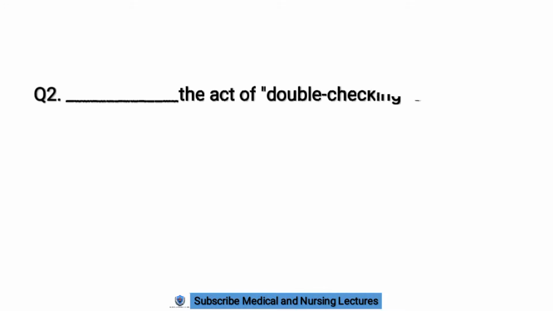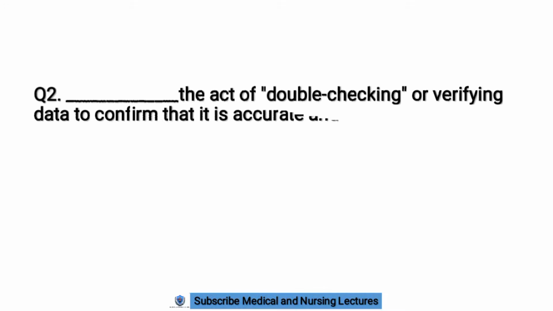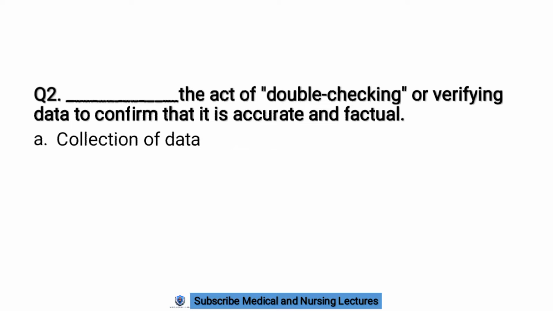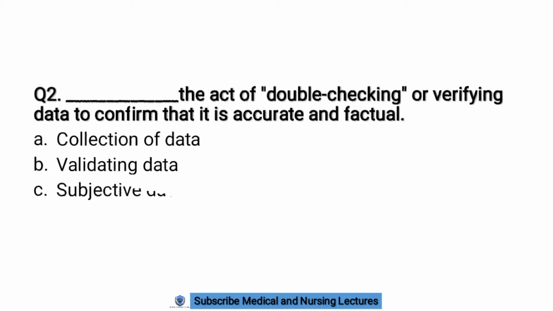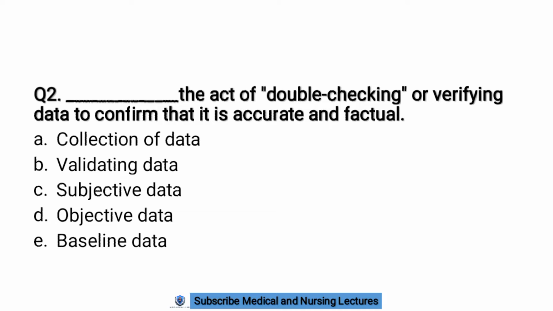Question number 2. Dash, the act of double checking or verifying data to confirm that it is accurate and factual. Option A, collection of data. Option B, validating data. Option C, subjective data. The other option is objective data, and the last option is baseline data. Here the correct option is validating data.